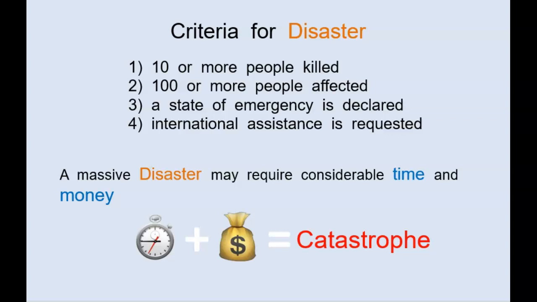Second criteria says that 100 or more people have to be affected. And so here, by affected, it can mean that people are injured. It can mean that their homes or their crops or businesses got destroyed or partially destroyed, or maybe just greatly damaged. All of those would fall under people being affected. The third criteria is when the state of emergency is declared.